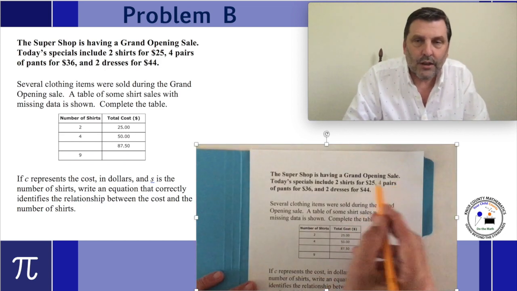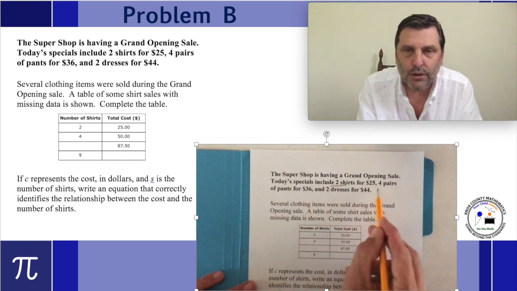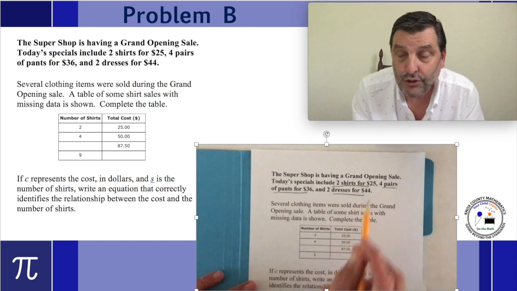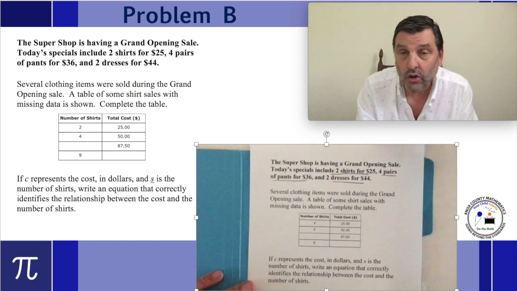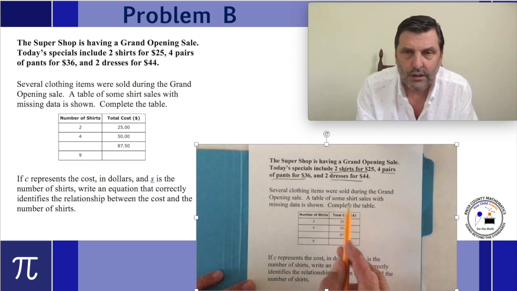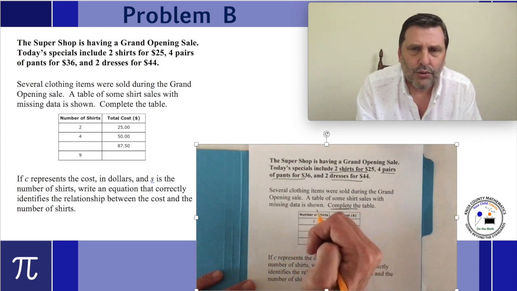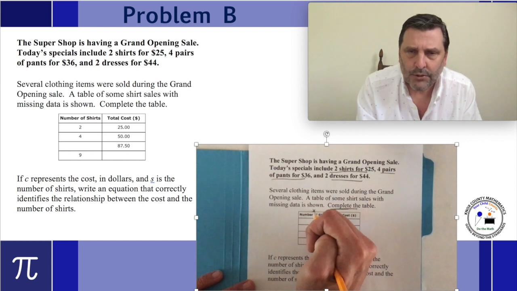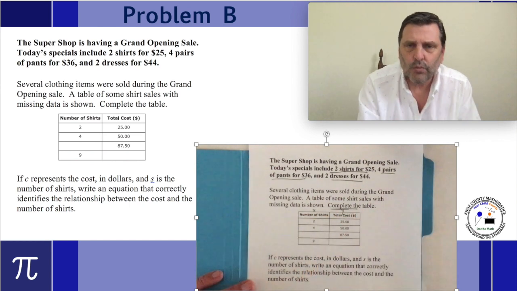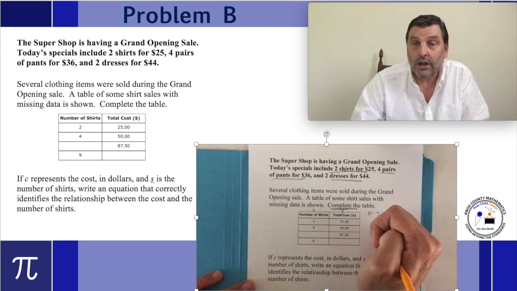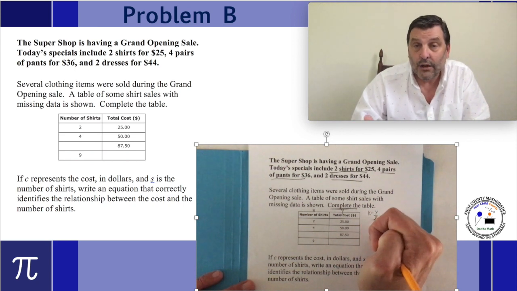Okay, if we move through this, once again, always underlining keywords. So we got shirts, we got pairs of pants, we got dresses, but this problem in particular only talks about the shirts. So if I look at that table, I'm wanting to complete the table. Now, once again, I like to use X and Y as my variables. X is the number of shirts and Y is the total cost. So once again, my constant of proportionality is Y over X.